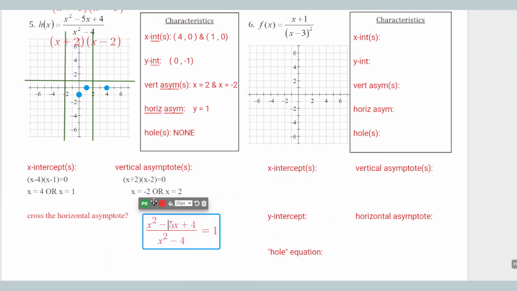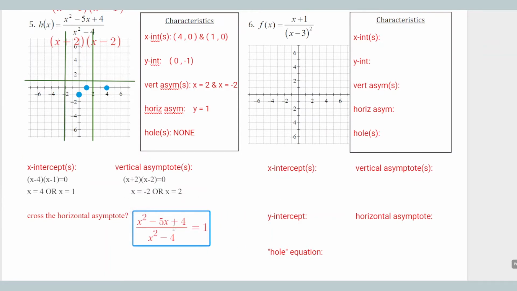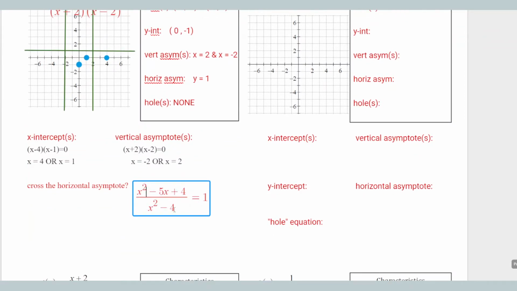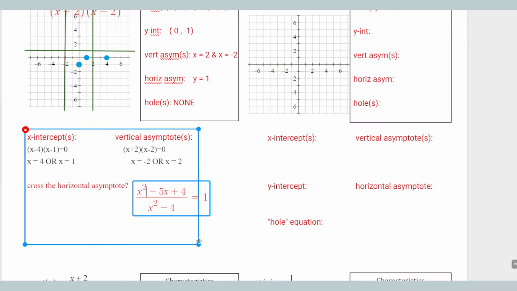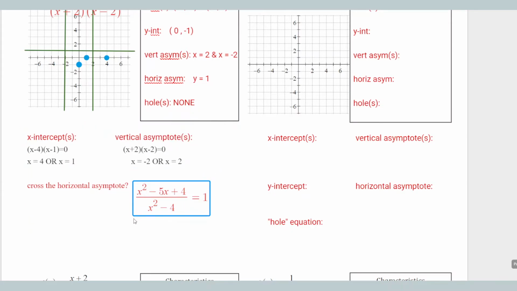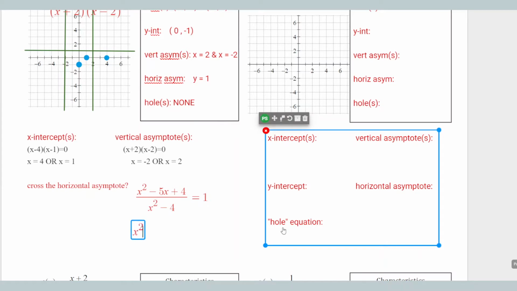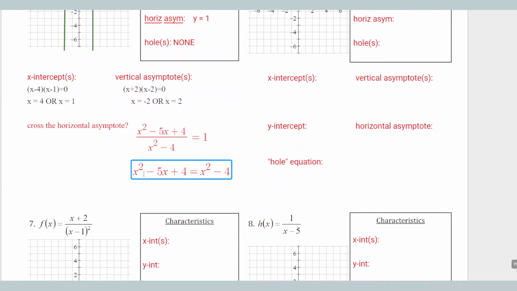So I'm going to multiply both sides by x squared minus 4, and that's going to give me x squared minus 5x plus 4 equals x squared minus 4. So on here, I can subtract x squared from both sides, so these two are going to cancel each other out. And then I can subtract 4 from both sides. Let's just do this in one step here. I'm going to actually leave the x squareds in there so that if you're reading this after the fact, you're not going to be wondering, hey, what happened to the x squareds?